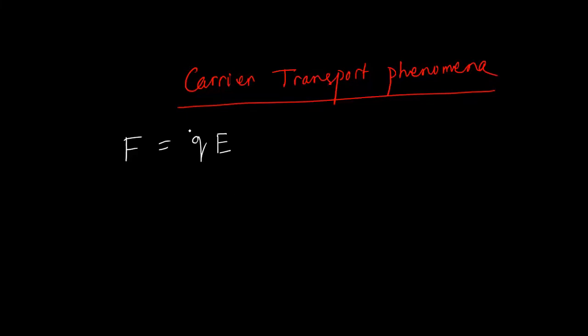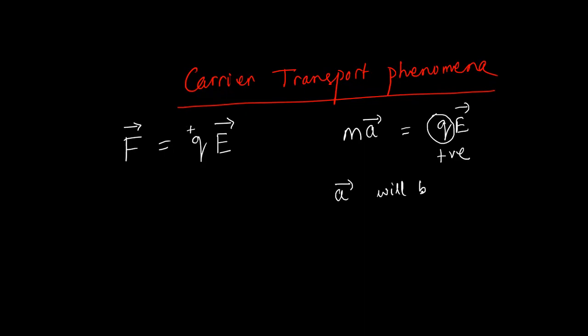If Q is positive, the positive charge will move in the direction of the applied field, because mass times acceleration is equal to Q times E, right? So if Q is considered to be positive, then your acceleration will be along the direction of the applied electric field, right?